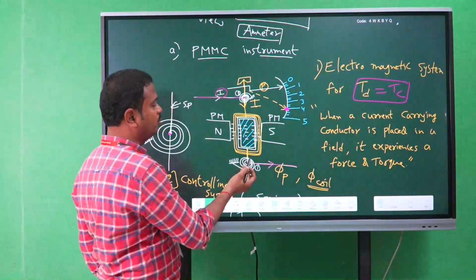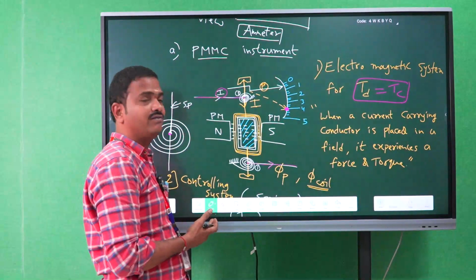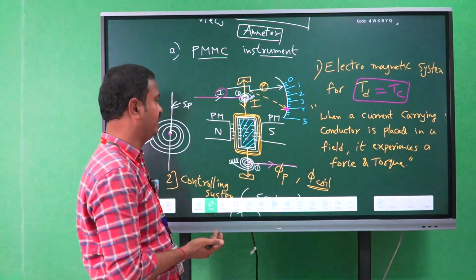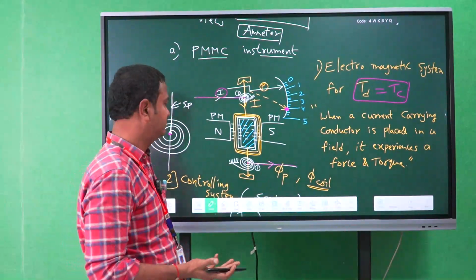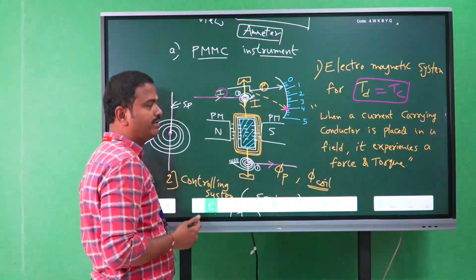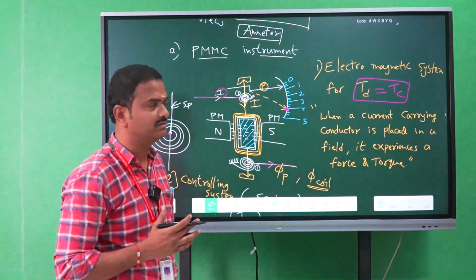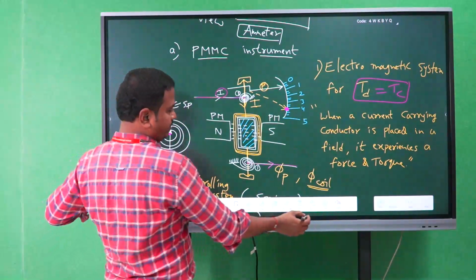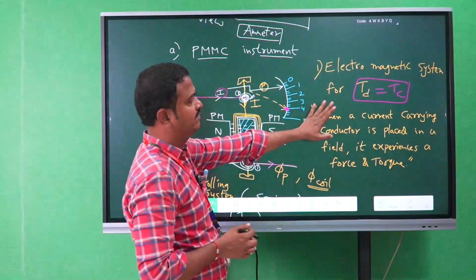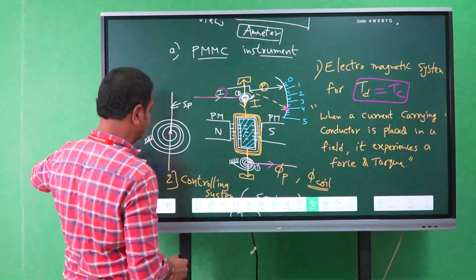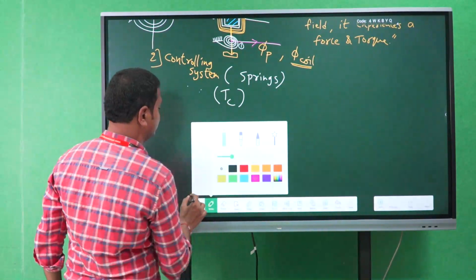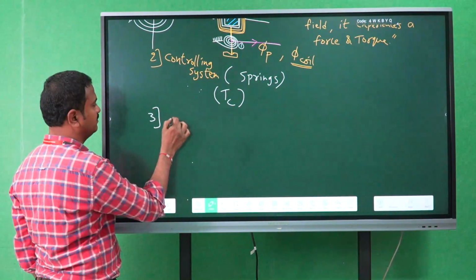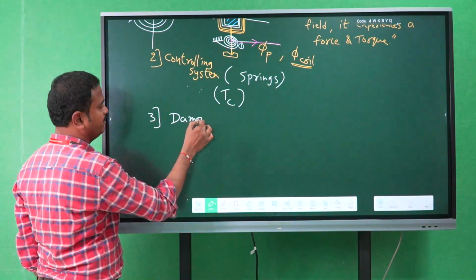The moving coil is made of copper, and we have an iron core made of cast iron. The pointer is also made of a lightweight material. First one is the deflecting system, second one is the controlling system, and now the third one is the damping system.